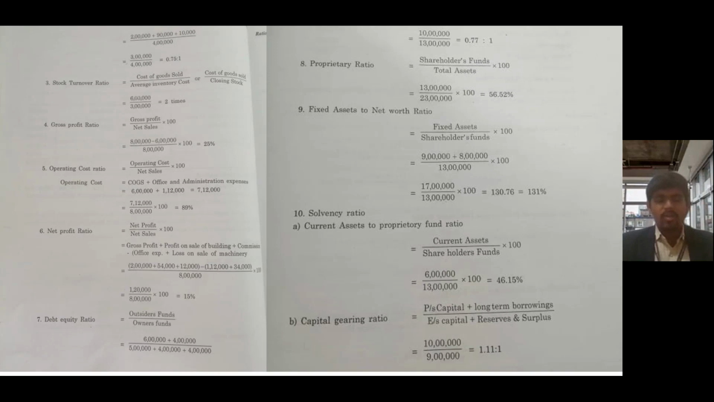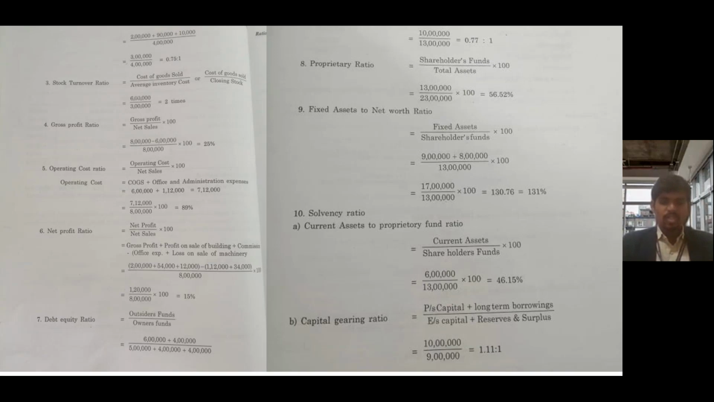So after getting that, we have to divide it by the net sales, and we need to multiply it with 100. So that will become 89%. So the operating cost ratio is 89%, which means we are having 89% of productivity in our business. Next is the net profit ratio.